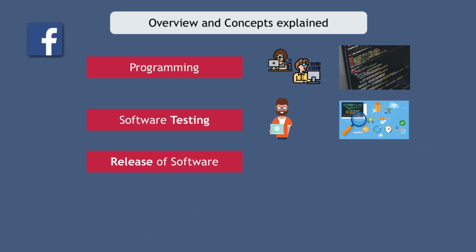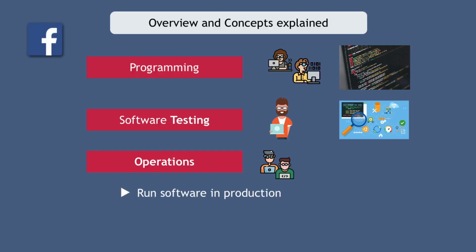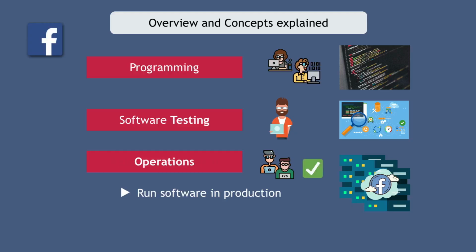And this is where the part of operations comes in, right? Operations, or IT operations, is another part of the software development and delivery lifecycle that is in charge of running software in production. So in this case, the IT operations will be responsible for taking that new feature and running it successfully on the existing production servers, so that new users can get access to it.